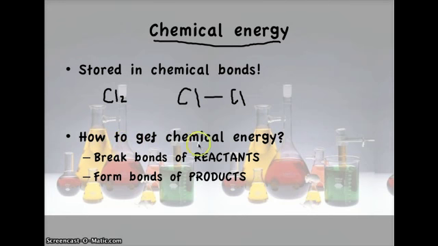Okay, so how to get chemical energy? One way is to break the bonds of the reactants. Remember, reactants are found on the left side of the chemical equation. That's how we get energy. We can break the bonds. If we form bonds between products, we are storing that energy. Remember that the products are found on the right side of the chemical equation. So we are either breaking the bonds of the reactants to release energy, or we're forming bonds of the products to absorb energy.